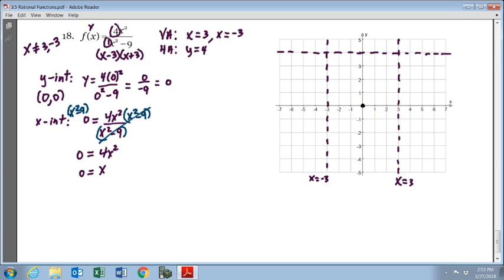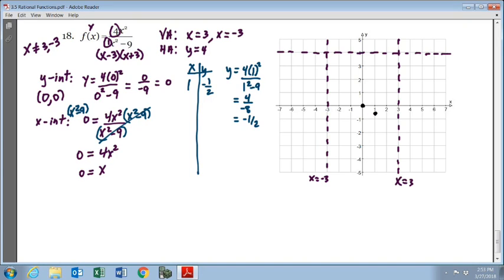So now it's time to find some points. So as you look at the graph, we have the point 0, 0. It'd be nice to know what the value of the function is when we plug in 1 for x or 2 for x. So I'm going to go ahead and do that. So if I let x be 1, then we're going to have y equals 4 times 1 squared over 1 squared minus 9. In the numerator, we're going to get 4. And then 1 squared minus 9, that's 1 minus 9, which is negative 8. And so we get negative a half here when x is 1. So I'll go ahead and put that point in.